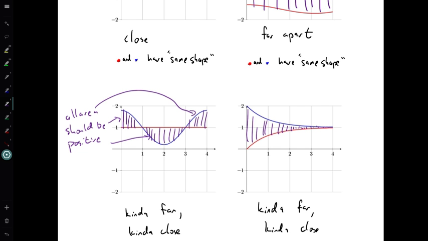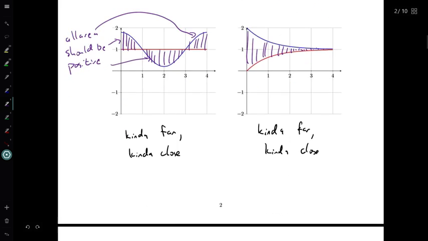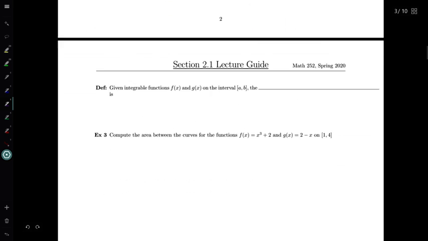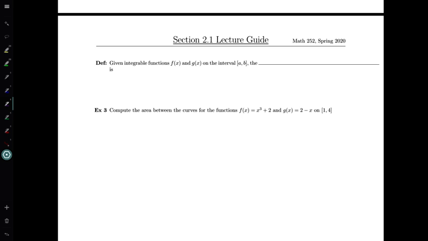Because when we're counting it as positive, we're counting it as some kind of distance between the curves. We don't really care which function is larger or which function is smaller. We just want to count that as distance. And we want it to contribute in the same sense as telling us about how far apart these functions are. So what we're going to do is make a definition about what it means to be the area between two curves.